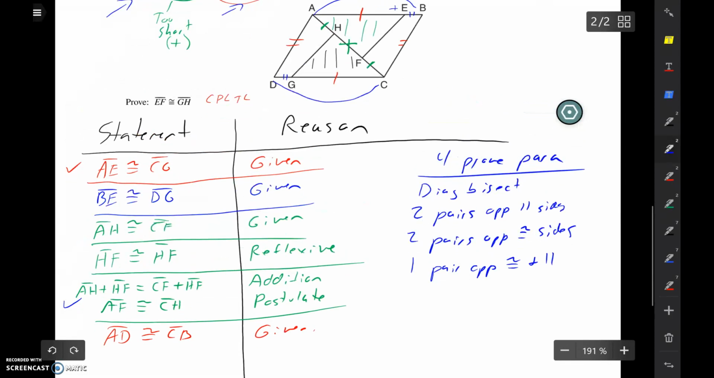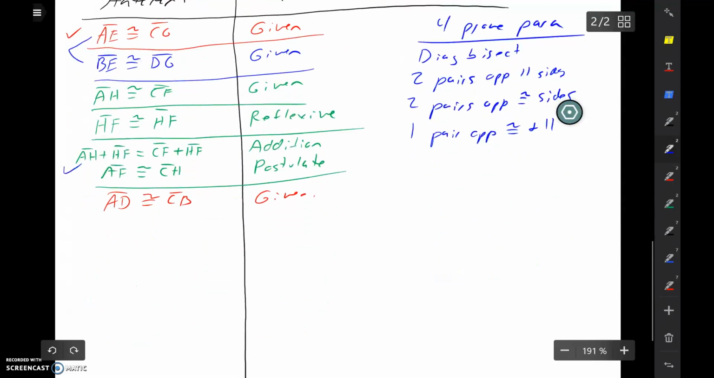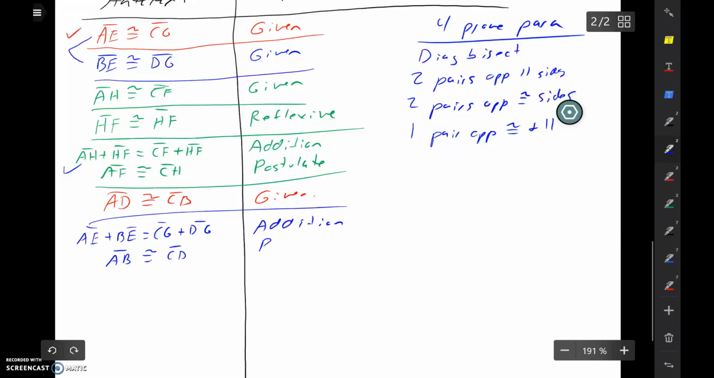So I'm going to go back, and it was really these 2 things right here. I'm now going to do the addition with those 2 to get that whole side. And so let me draw that line and do the addition there. So AE plus BE equals CG plus DG. And that results in AB congruent to CD, addition postulate.